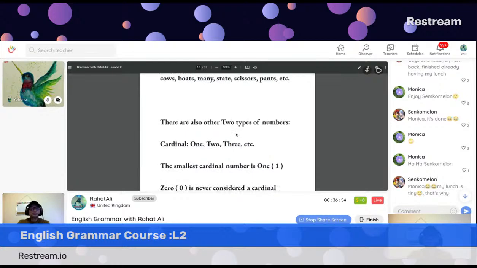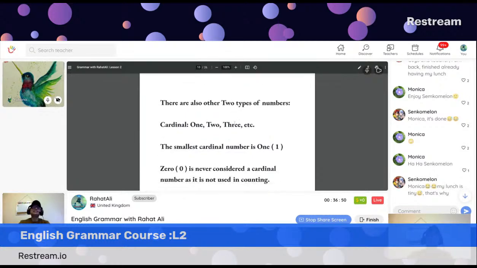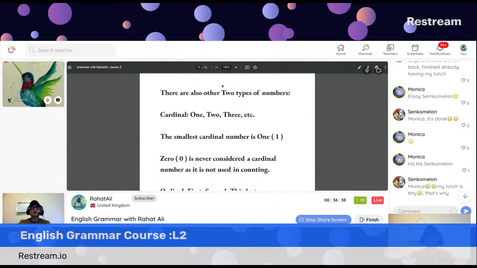There are also two other types of numbers. That is the amazing part. That is what we use in mathematics, but still it is important in grammar. Okay? Cardinal numbers. We call cardinal numbers those simple plain numbers like 1, 2, 3, 4, and so on, million, billion, trillion. Okay?